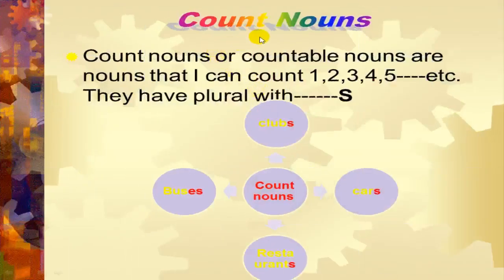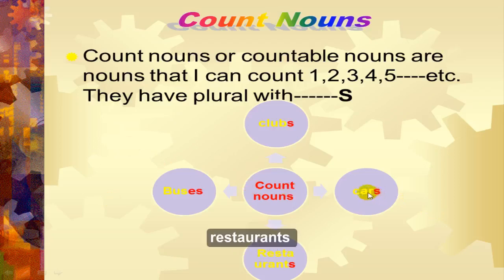Count nouns or countable nouns are nouns that I can count. 1, 2, 3, 4, 5. They have plural with S. Club, clubs. A bus, buses. Restaurant, restaurants. A car, cars. Count nouns have plural with S or ES.